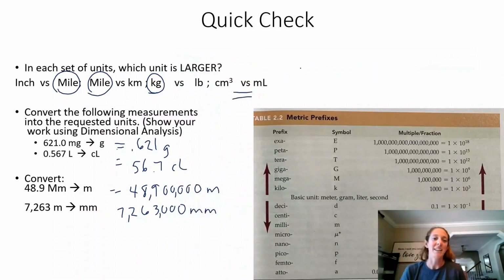Okay, let's double check and see how you did. A mile is larger than the inch. A mile is larger than a kilometer. A kilogram is larger than the pound, and the cubic centimeter is equal to a milliliter. And double check your measurements down here to make sure that you got the right answer using dimensional analysis.